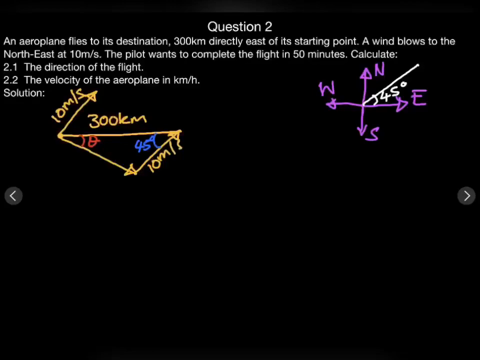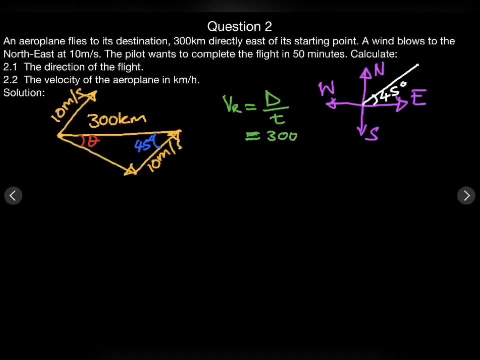We cannot mix displacement and velocity on one triangle. So I can choose to change these 300 kilometers and find its velocity, which is also the resultant velocity. How do I do that? There is a formula that we are going to use. To get the resultant velocity, the resultant velocity VR is equal to displacement over time. That is the formula that I'm going to use.